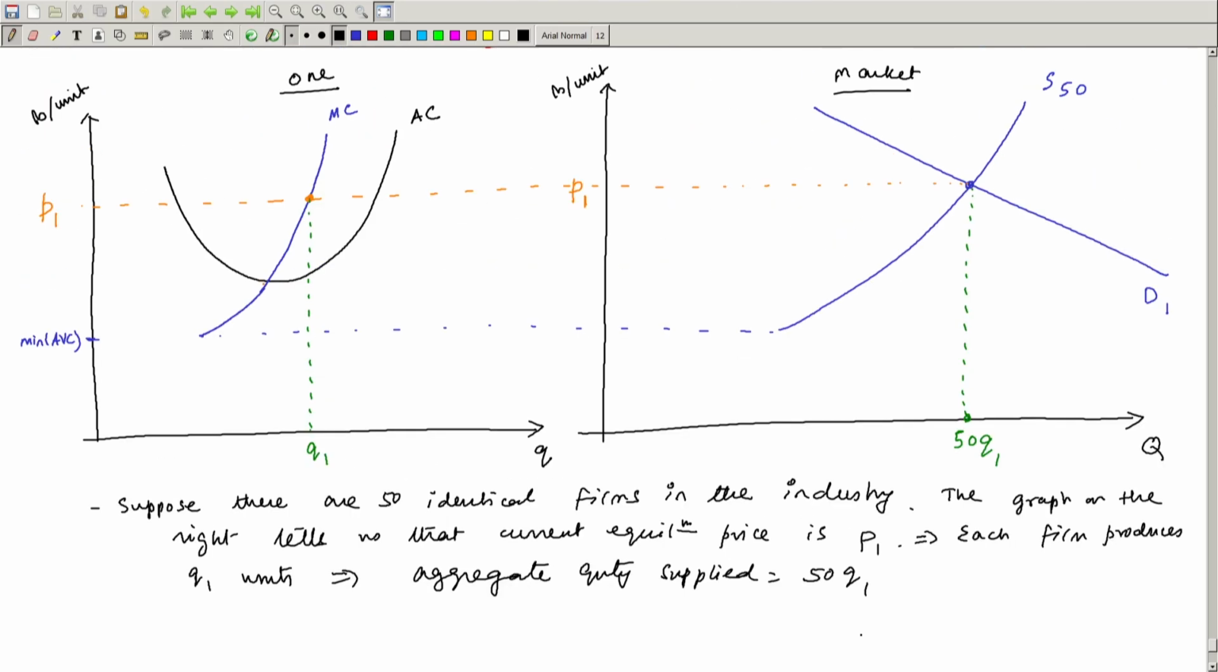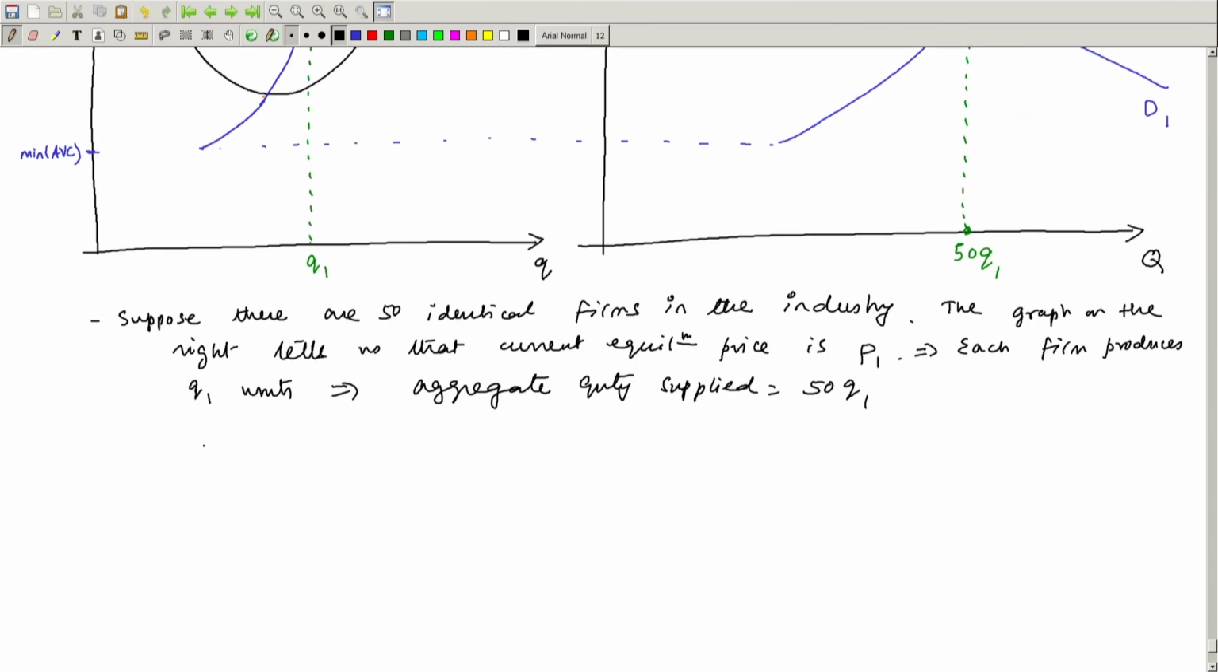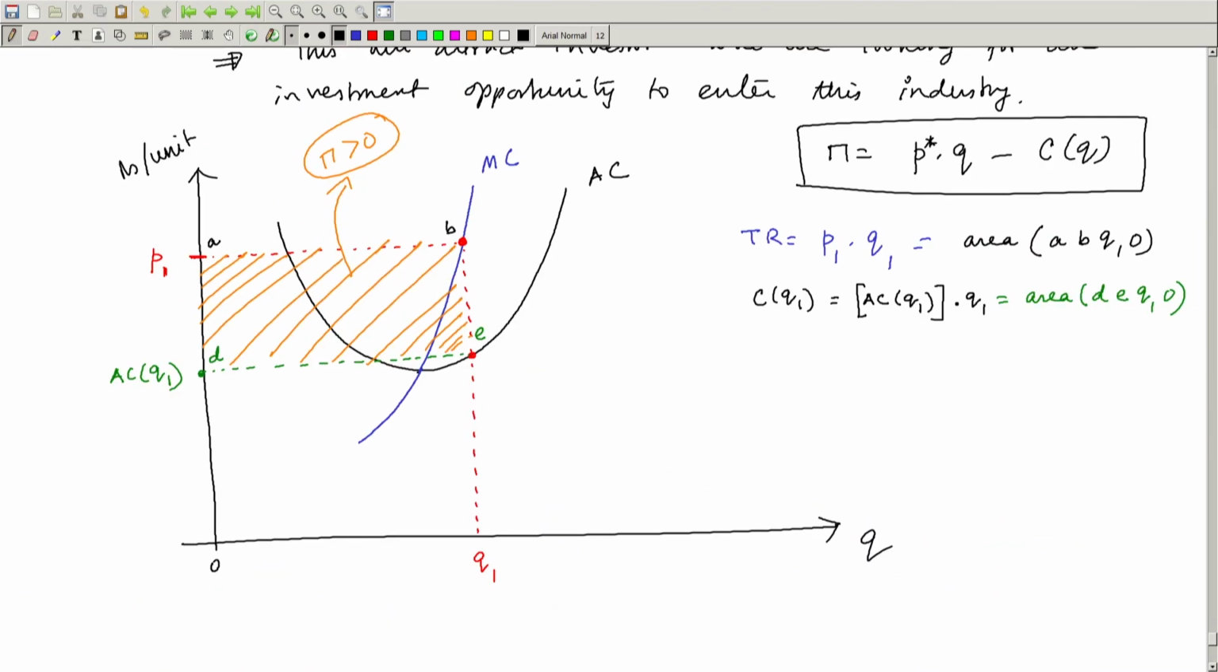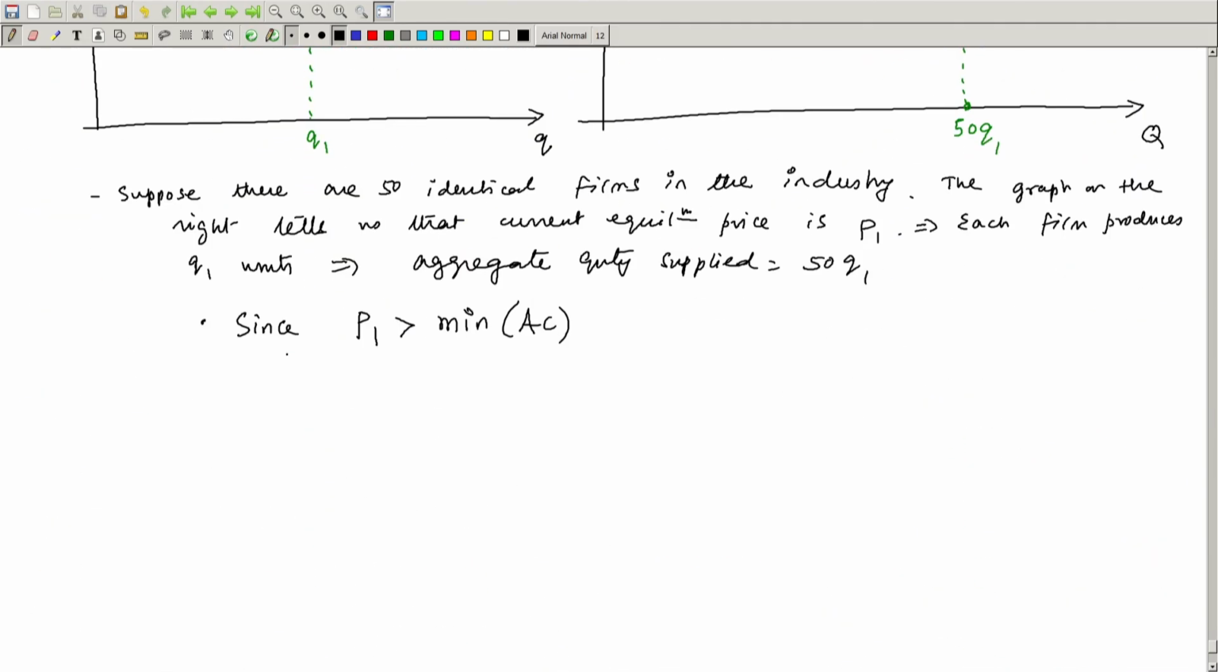But notice one important thing that comes out from this graph is that since P1 is greater than the minimum average cost, right. So, look at this picture here. If the price is greater than the minimum average cost, I can find out what is the profit that the firm earns. Since P1 is greater than the minimum average cost, the profit of each one of these 50 firms is going to be positive. Pi 1 is going to be greater than 0 for each of these 50 firms.